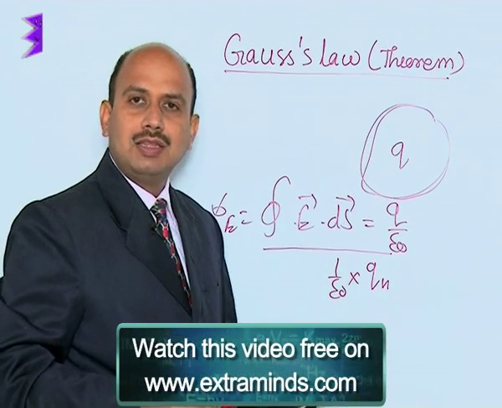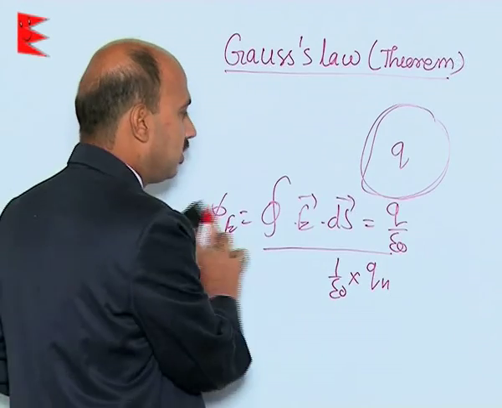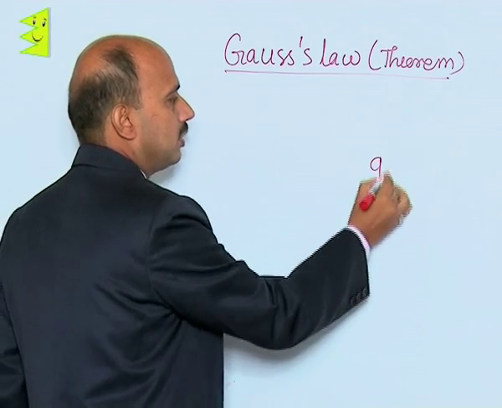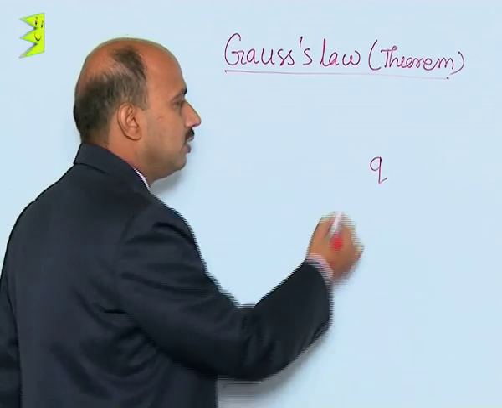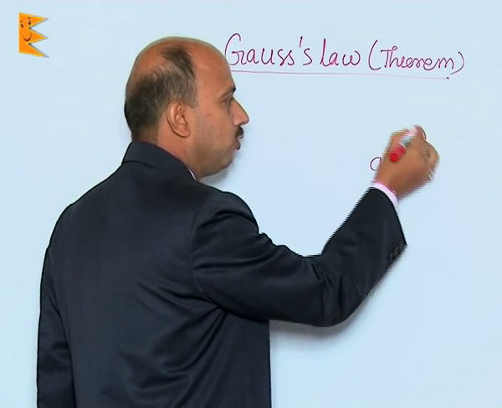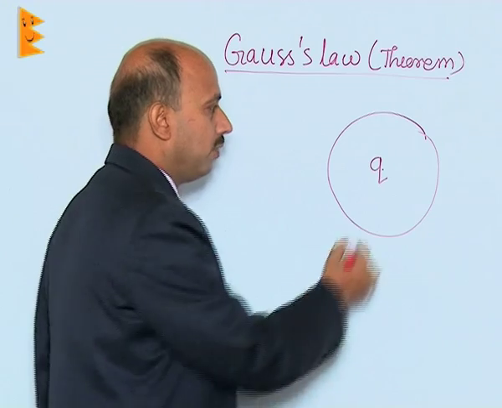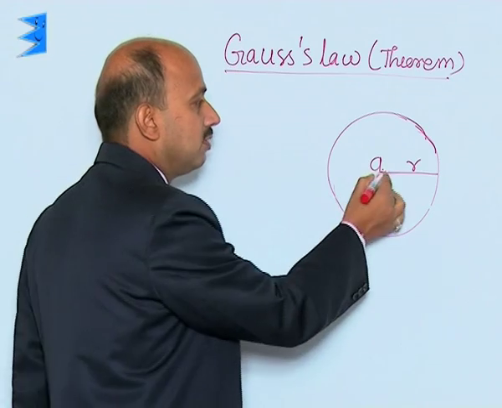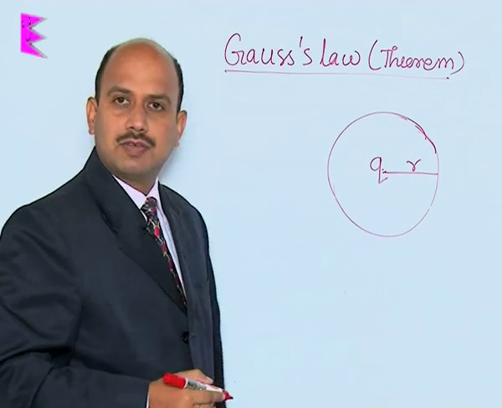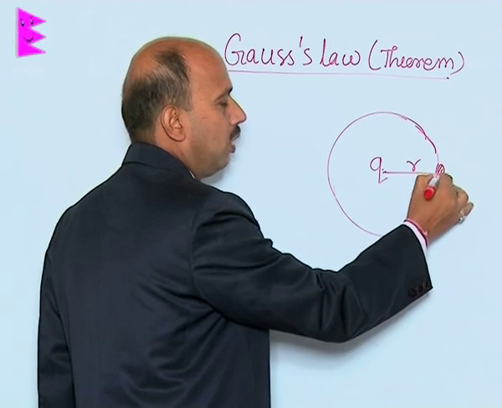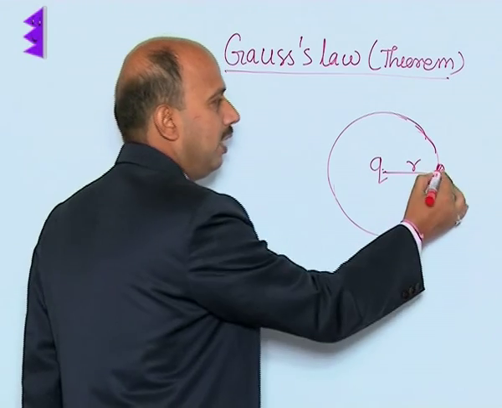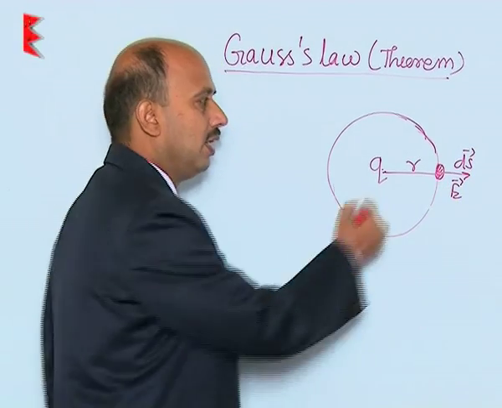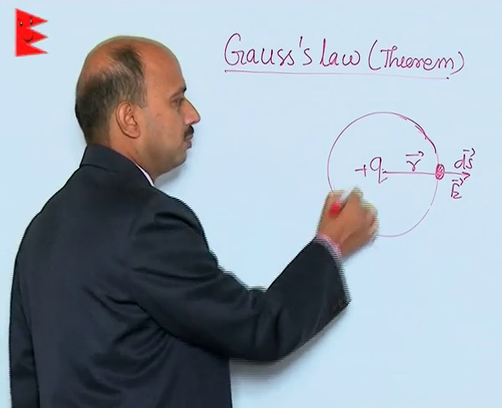Now we can explain this Gauss theorem, or we can take its illustration. Suppose you have got a charge q, and now this charge q is enclosed by a surface of radius r. I have taken a symmetrical sphere. Let us take a small area over here, whose area vector is to this side, and the electric field is to this side also, radially outward, because it is a positive charge.